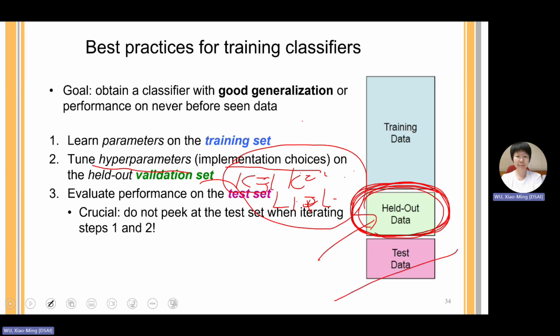The test set should never, ever be used in training or validation. Okay? And a separate holdout set, the validation set, is reserved for comparing the hyperparameters and selecting the best ones.